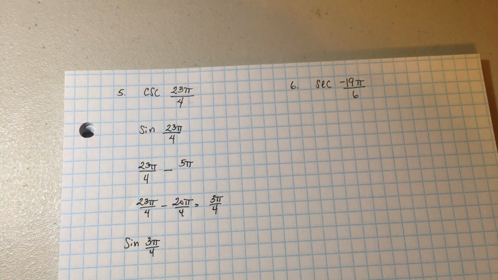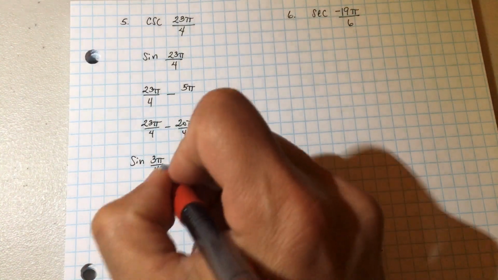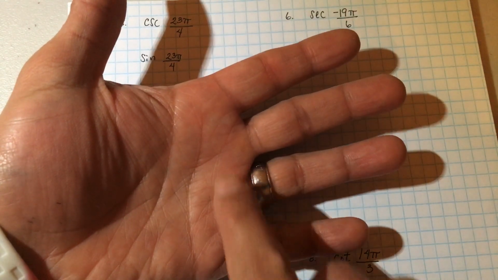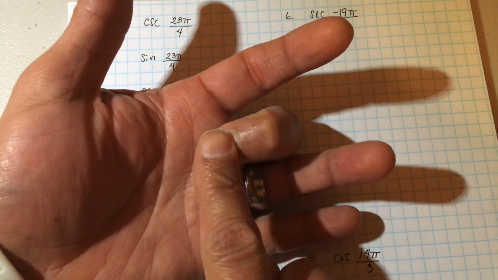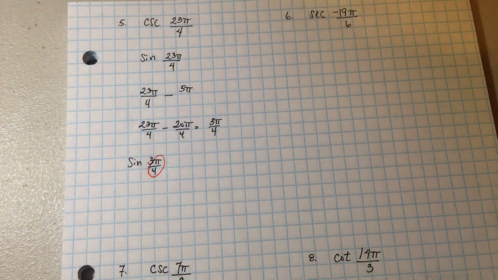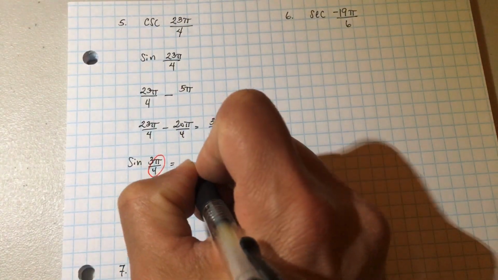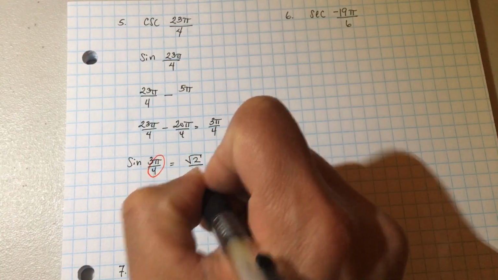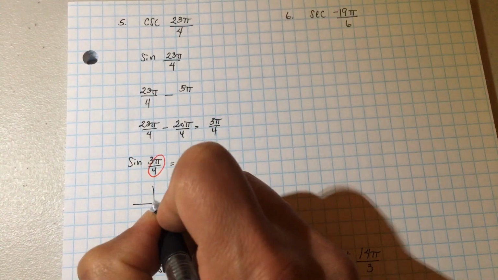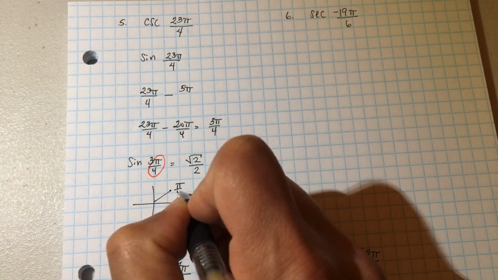All right, good. So now what do we do? I look at my reference angle, pi over 4. Where's pi over 4? Right in the middle. Bend that finger. Sine is the bottom: square root of 2 over 2. So this is going to be square root of 2 over 2. But is it positive or negative? We don't know. Pi over 4 is located here in the first quadrant.